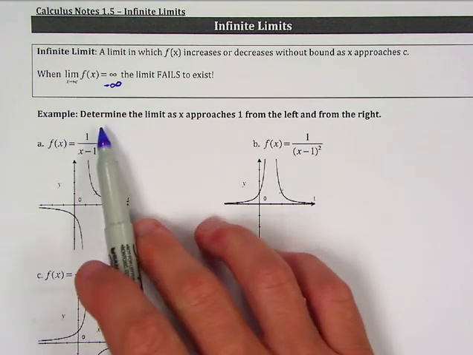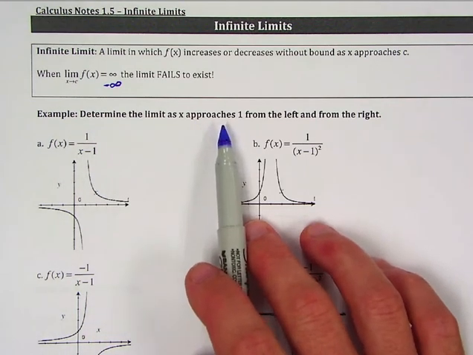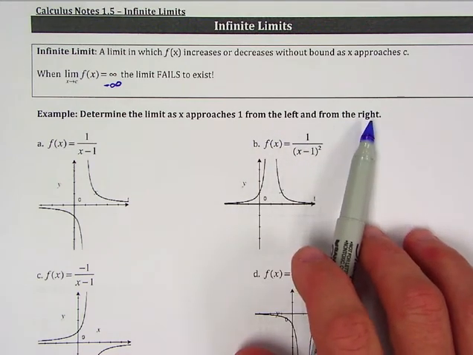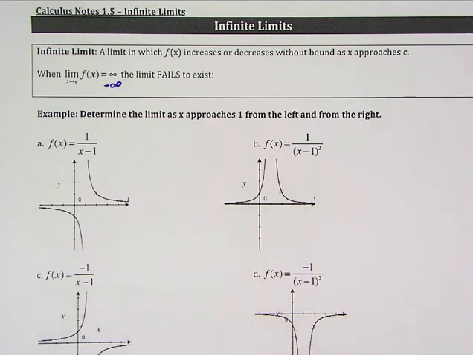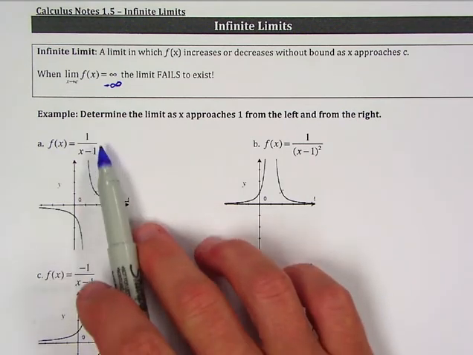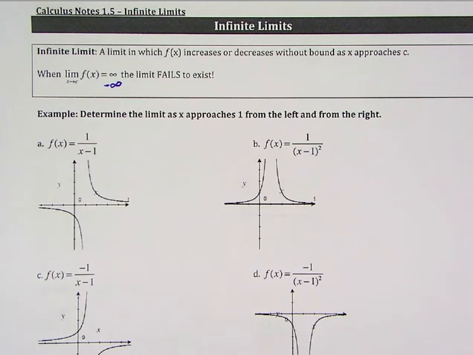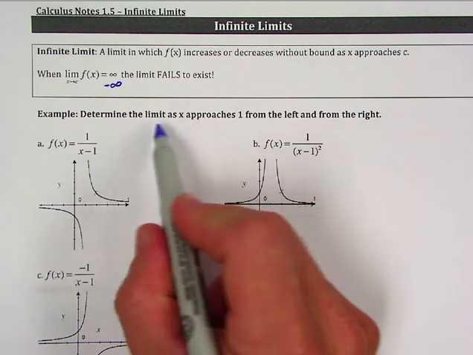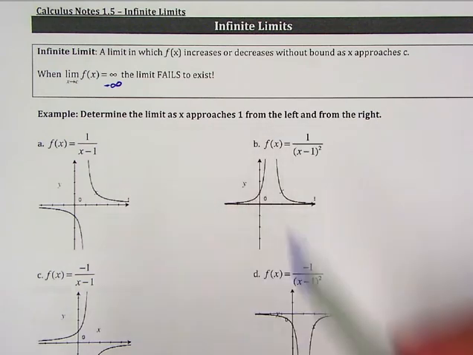So first, we want to determine the limit as x approaches 1. We're going to do this from the left and from the right, using a graphical approach. If we look at our first example, we have 1 over x minus 1, and here's its graph, and we want to know what happens as x approaches 1 from the left.